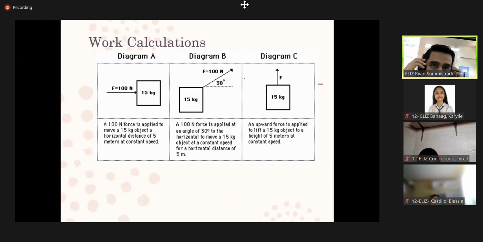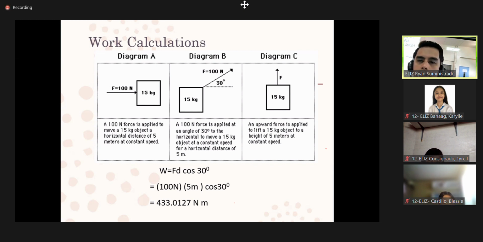Okay, let's check your work. It's simply applying our equation FD cosine theta. I have received multiple chats here. And let's see if their answers are correct. I'll be flashing the answer.